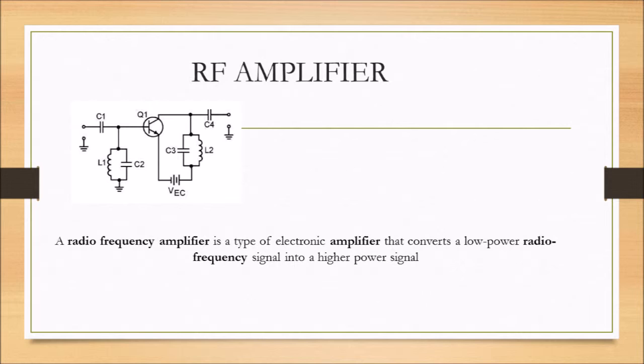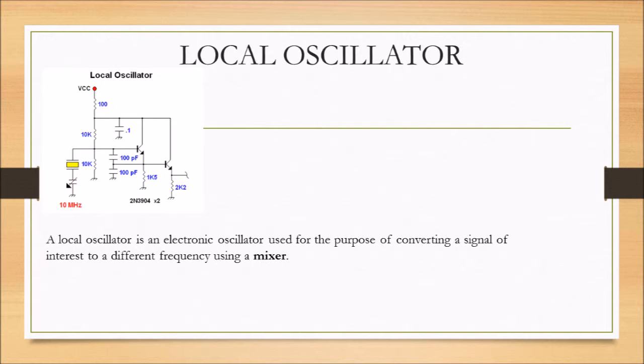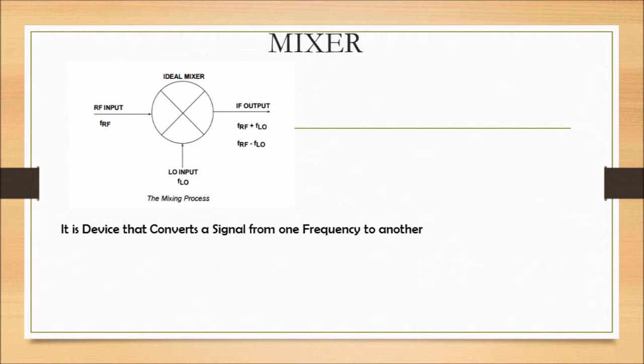The next part is the RF amplifier. The RF amplifier amplifies the received signal intercepted by the antenna. Next part is the local oscillator. A local oscillator is an electronic oscillator used for the purpose of converting a signal of interest to a different frequency using a mixer. Now we come to the mixer.